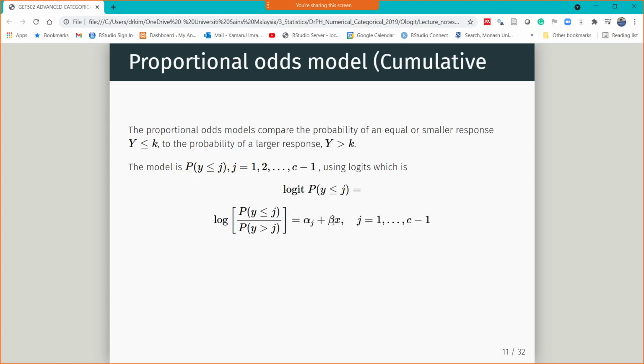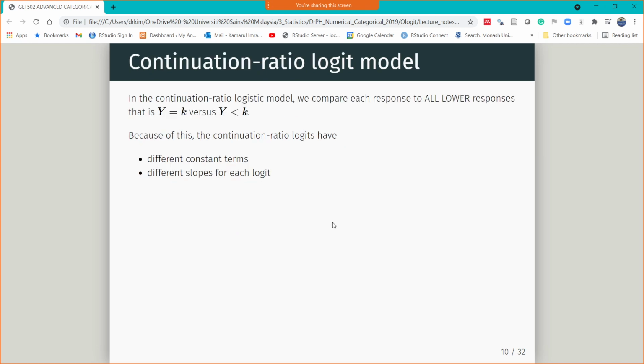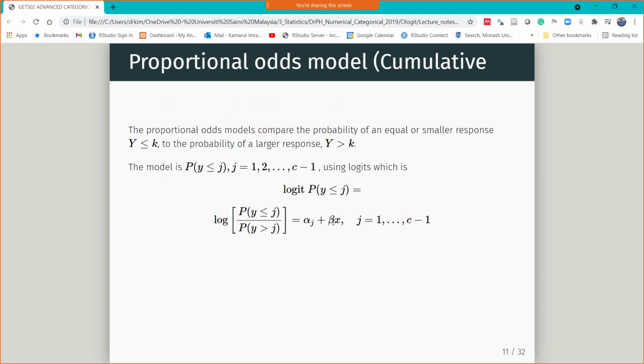So I won't go into details for adjacent category and continuation ratio, because we can do that in the practicals. And secondly, most people will avoid using these two models. Instead they will go straight to the proportional odds model, cumulative link logit. But again, if you use the proportional odds model, even though it may be easier to perform, you have to fulfill one additional assumption. There is the assumption of proportionality.